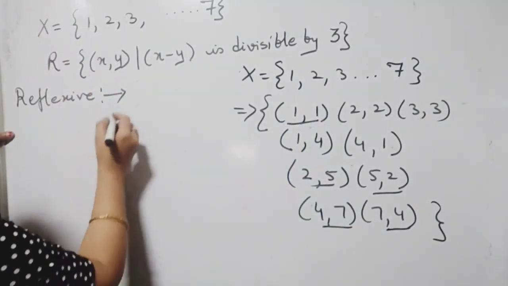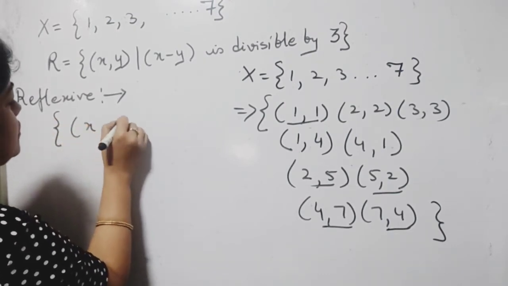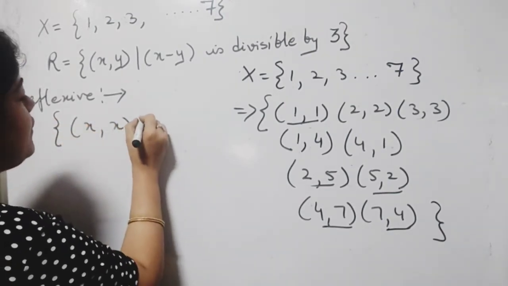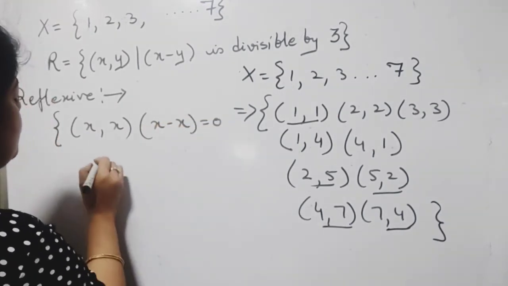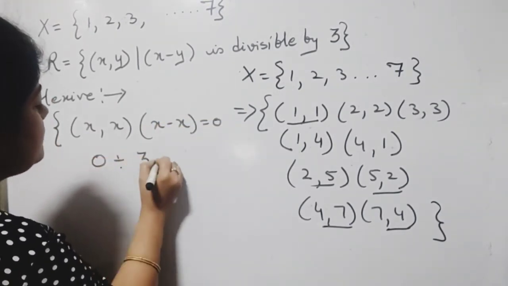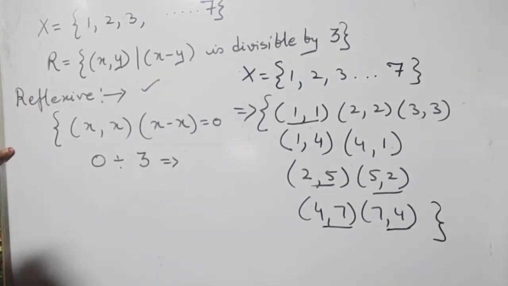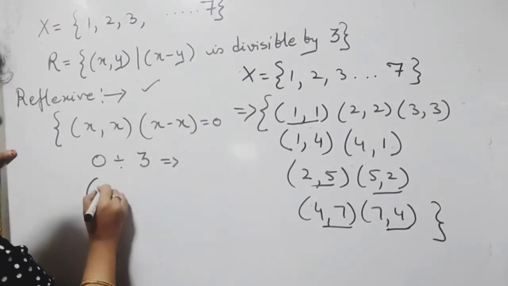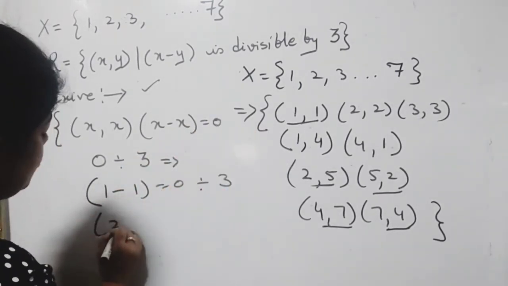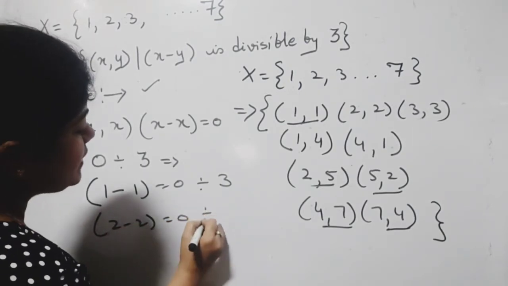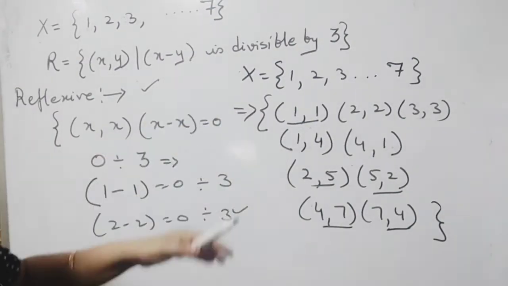Okay. In case of reflexive, we have the ordered pair in this way, x comma x. So if we find x minus x, it becomes 0. So 0 is divisible by 3. So this set is reflexive. That means we can judge it: 1 minus 1 is equal to 0, which is divisible by 3. 2 minus 2 is equal to 0, which is divisible by 3. So this set is reflexive for this relationship.